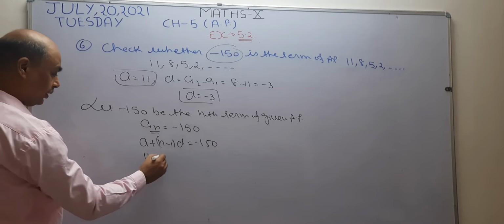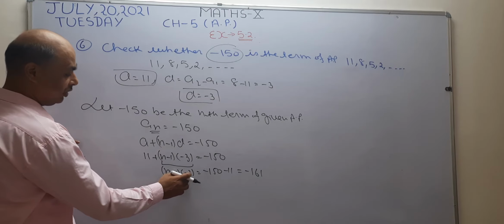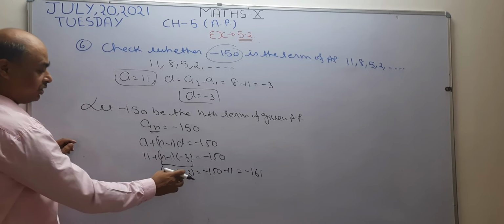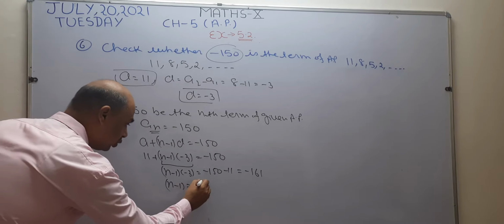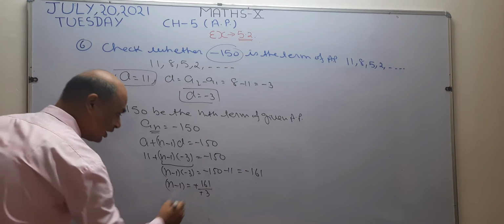From this I want to check the value of n. For this I take this 11 from left to right. So this becomes n minus 1 into minus 3 equals minus 150 minus 11. This positive number becomes negative, so as you know, minus minus is plus. So this becomes minus 161. Now I want to check the value of n. For this I take this minus 3 from left to right, and it is going to divide minus 161. So this becomes n minus 1 equal to minus 161 upon minus 3. This minus is cancelled with minus.